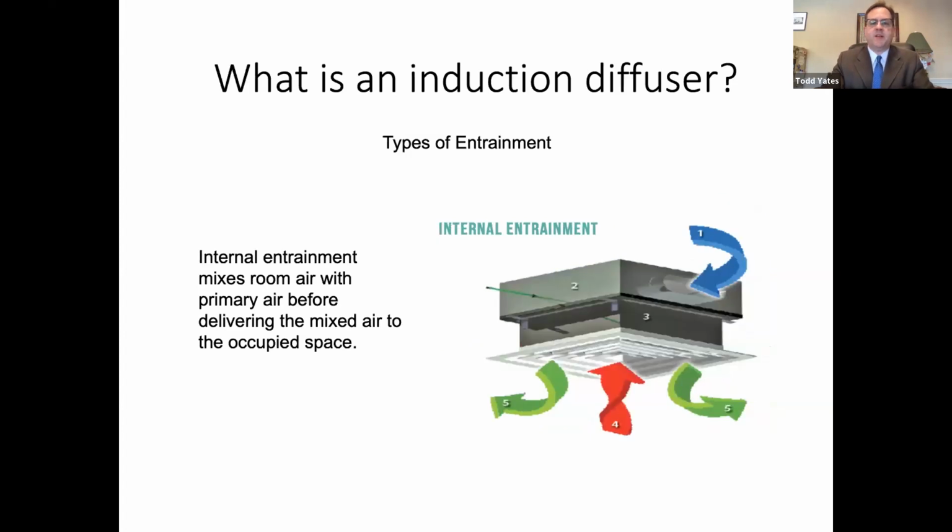The second type is called internal entrainment, and this is what we had on our project. So we had air coming from the air handler in number 1, the plenum box and all of the diffuser was above the ceiling. All you could see from below the ceiling was what looked like a typical diffuser, but it's drawing air through the center in the red airstream number 4 and being mixed and discharged into the space with the green arrow number 5.